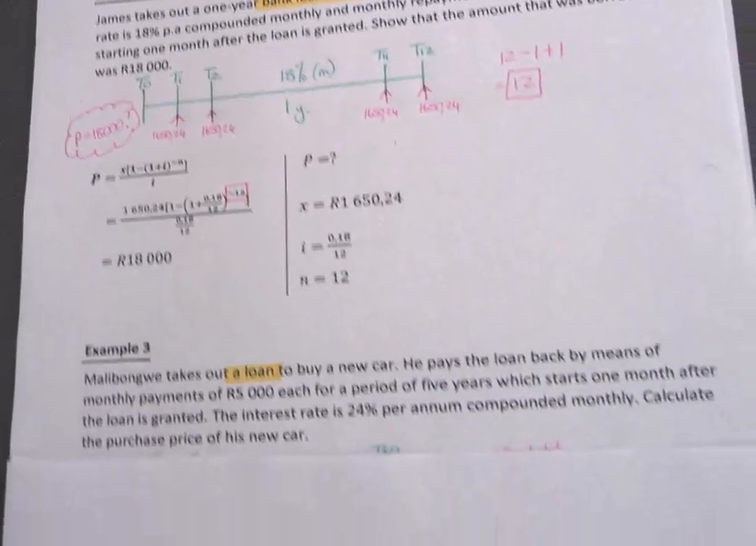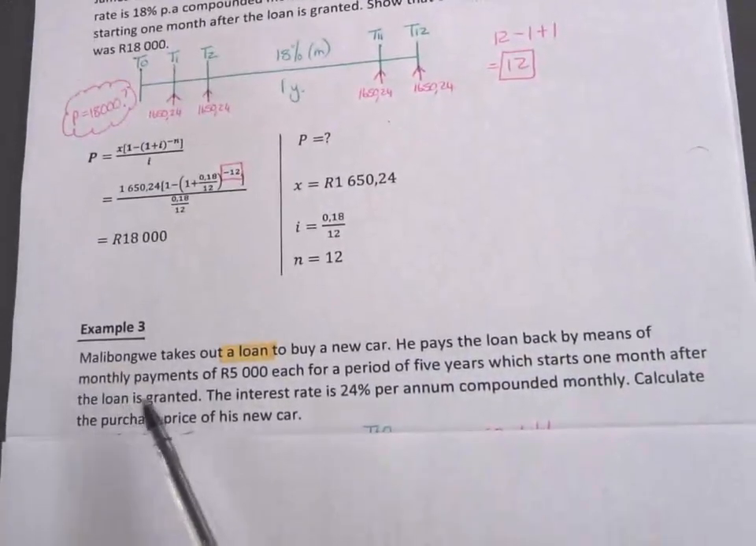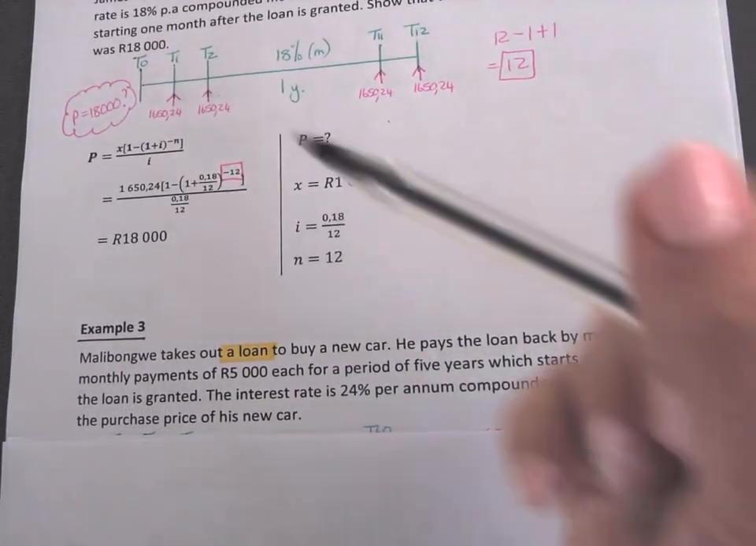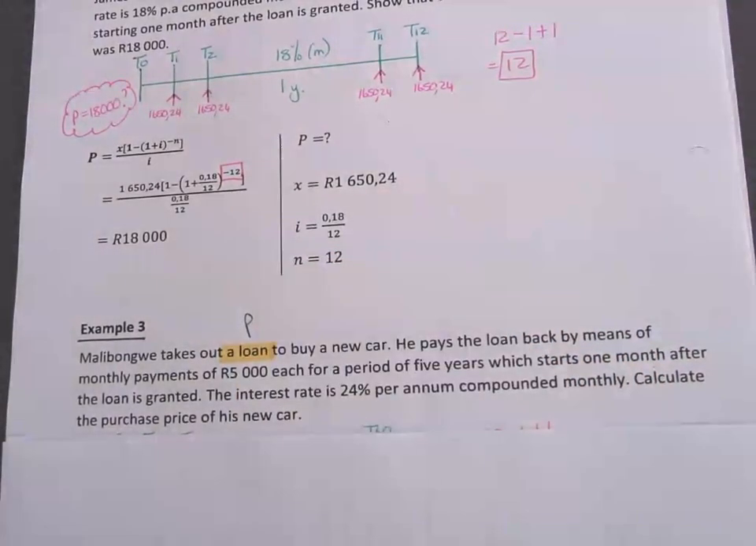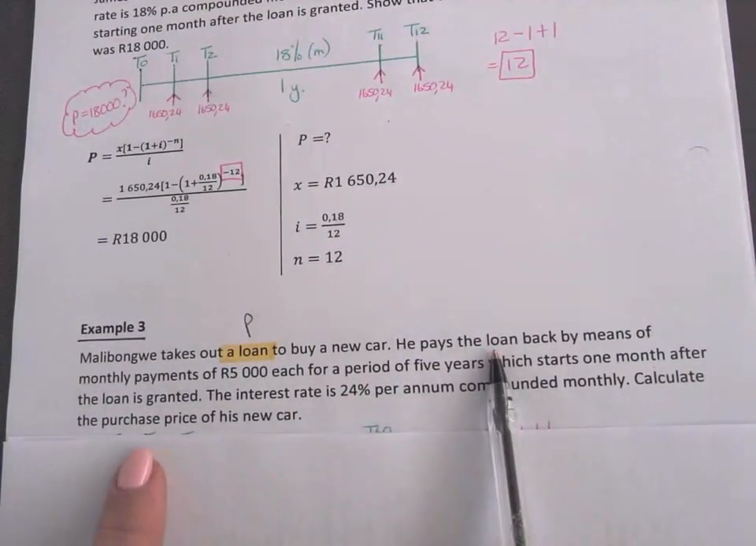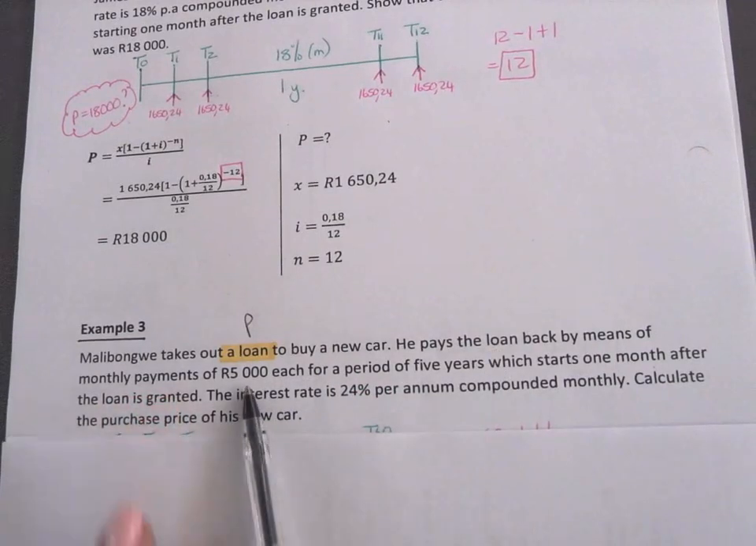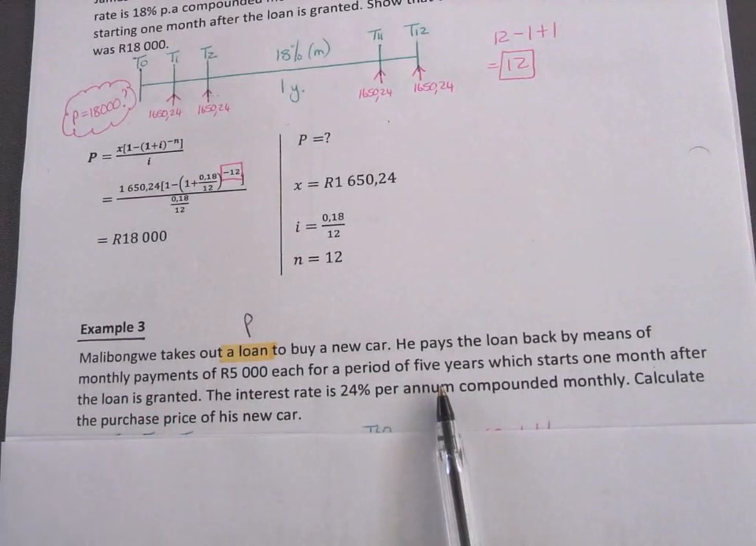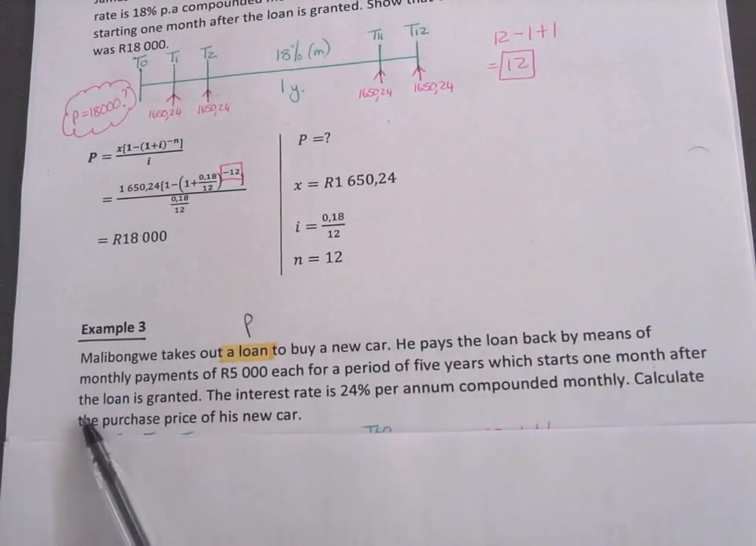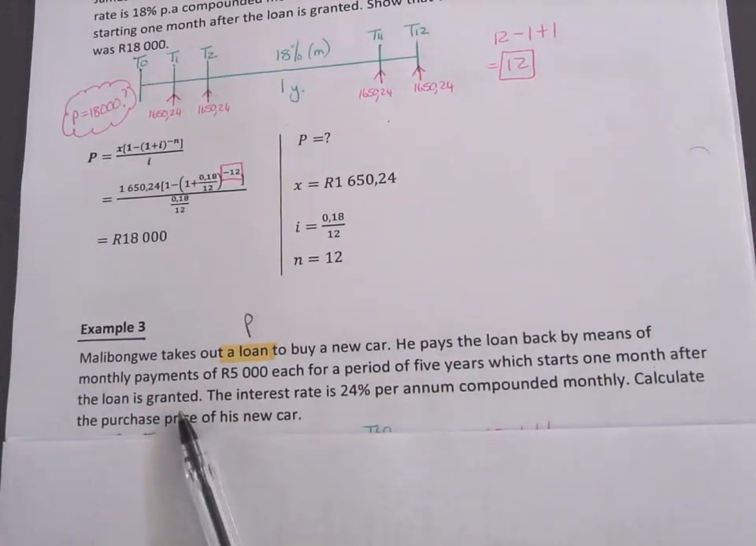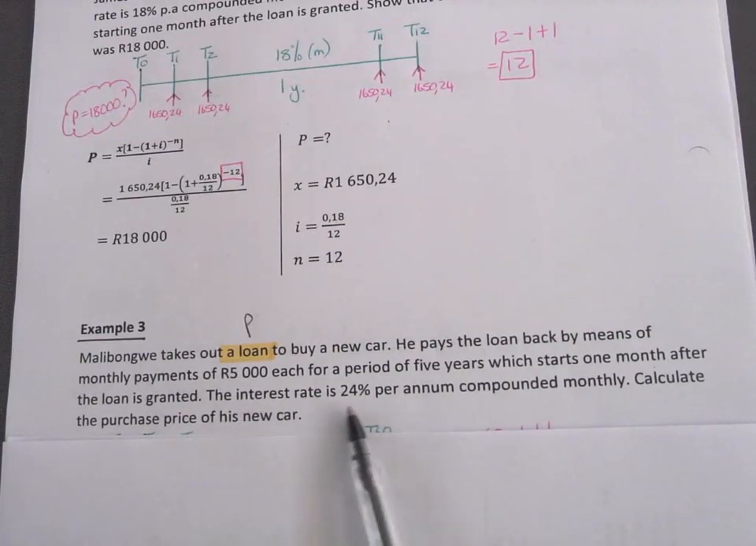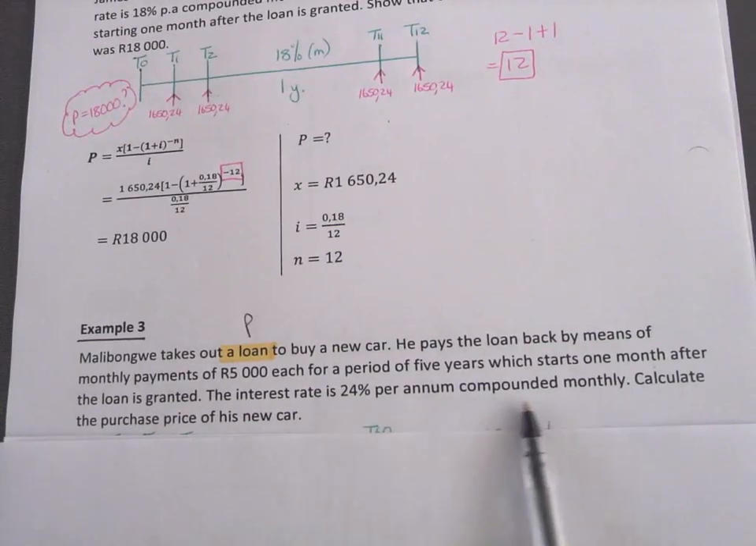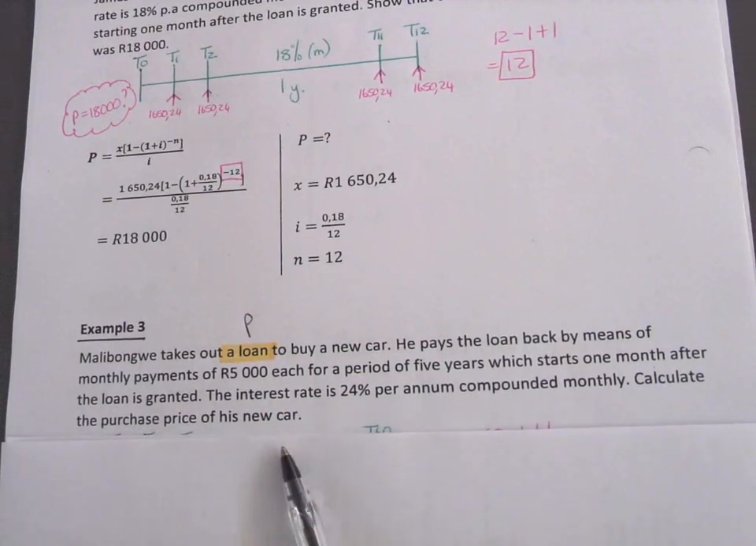Example 3. Malibongwe takes out a loan, therefore it's the P formula, to buy a new car. He pays the loan back by means of monthly payments of 5,000 Rand each for a period of 5 years. Starts 1 month after the loan is granted. Is that normal? Yes. The interest rate is 24% per annum compounded monthly. Calculate the purchase price of the new car.